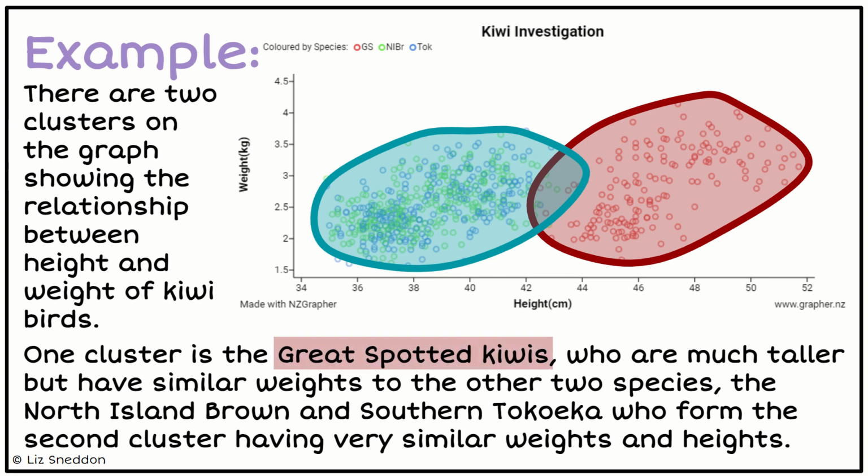Then I need to identify what's different about them. We can see that they tend to be much taller, but have similar weights to the other species. The second group, my North Island brown and southern Tokoeka, form the second cluster. Both of those species have quite similar weights and heights as each other, which tend to be a little bit lower than the great spotted kiwis. So that's one example of clustering.